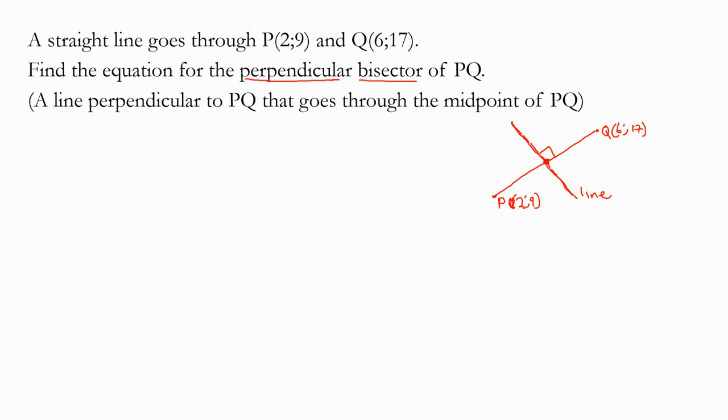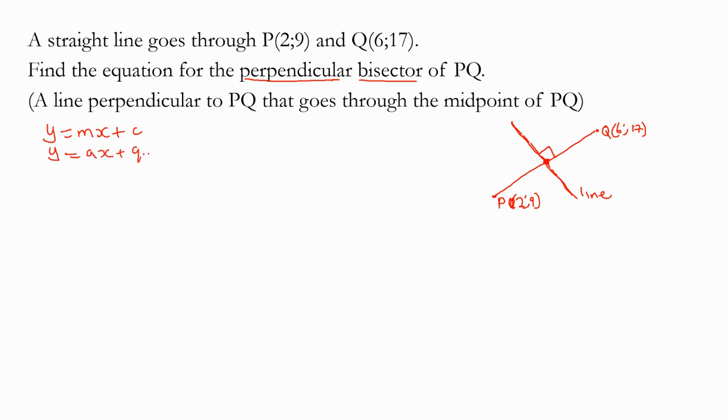To find the equation of this line, we need to find the gradient of this line and a point on it. The point on it is going to be the midpoint of PQ. We have the gradient of PQ, which we calculated in question 1A1 to be 2. Now we need the coordinates of the midpoint. Remember the equation of a straight line, y is equal to mx plus c, or f of x equals ax plus q is fine too.